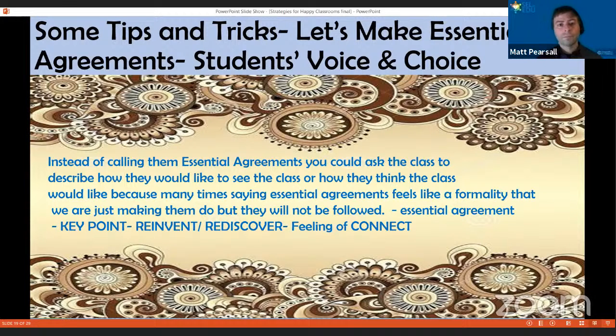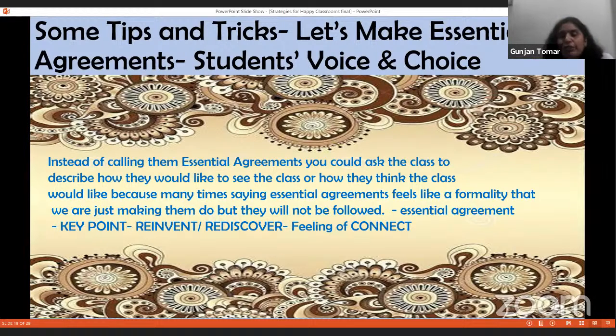Instead of calling them essential agreements, you could ask the class to describe how they would like to see the class, or how they think the class would be. Because many times saying essential agreements feels like a formality that we are just making them do, but they do not follow. So the takeaway from this was: reinvent, rediscover words. We reinvented rules into essential agreements.